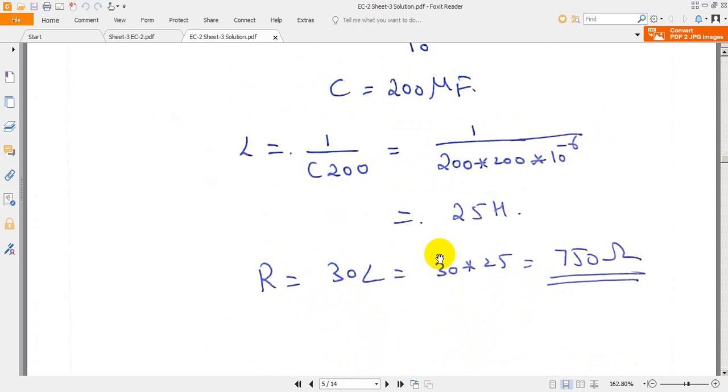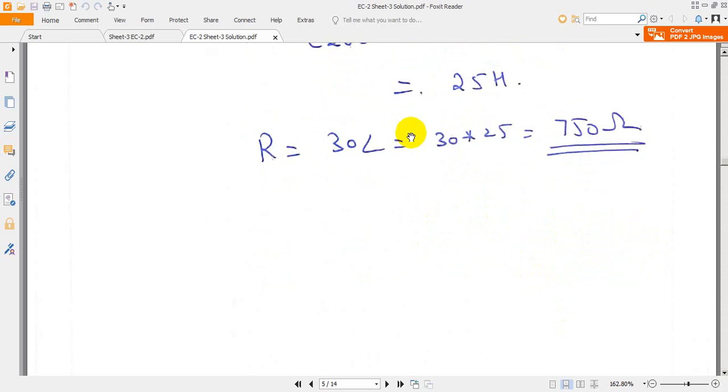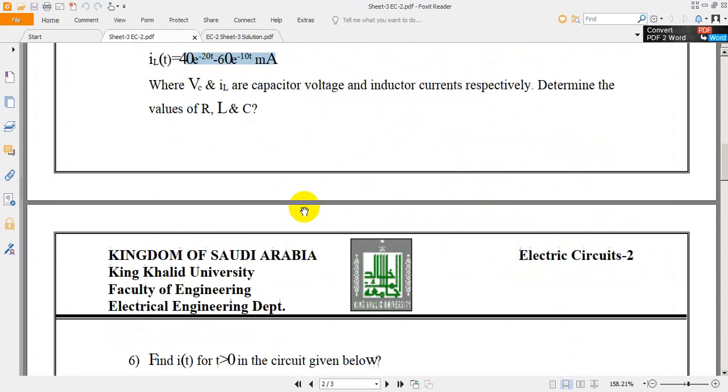L is equal to 25 Henry, and R is equal to 30 L. We replace the value of L with 25, you will get it as 750 ohms. So R is 750 ohms, L is 25 Henry, and C is equal to 200 microfarads. With this we have finished question number 5.